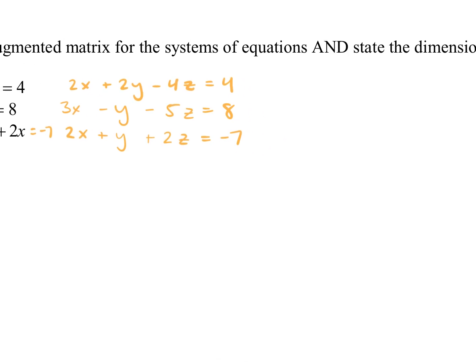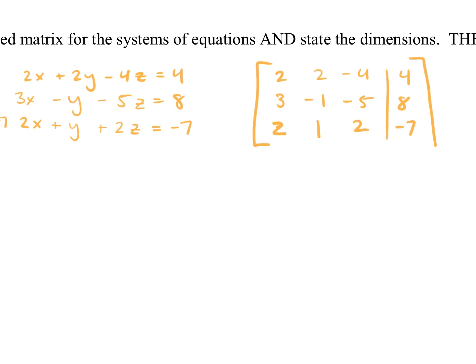When we write our augmented matrix, we're just writing the coefficients. So our first row would be 2, 2, -4, and then 4. Our next row would be 3, -1, -5, 8. And then the third row would be 2, 1, 2, and -7. So this would be our augmented matrix.